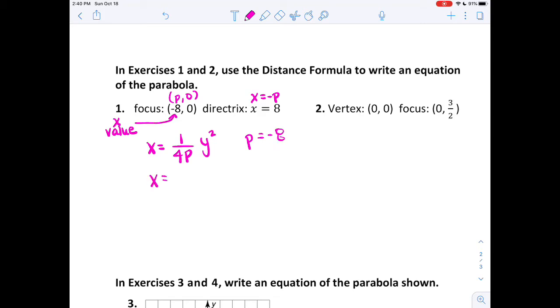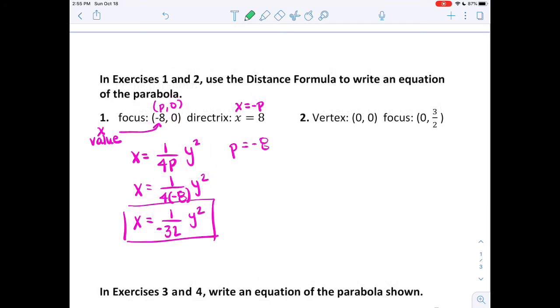All we have to do is substitute that. So we have 1 over 4 times -8 y squared. We can simplify this and get rid of the parentheses by multiplying 4 times -8, giving us a final answer of -1 over 32 y squared.